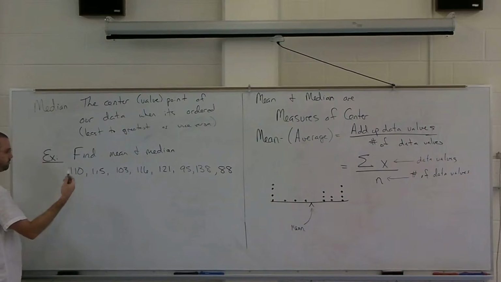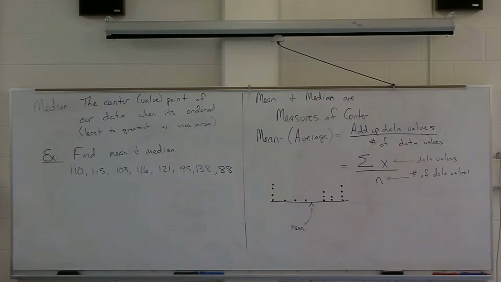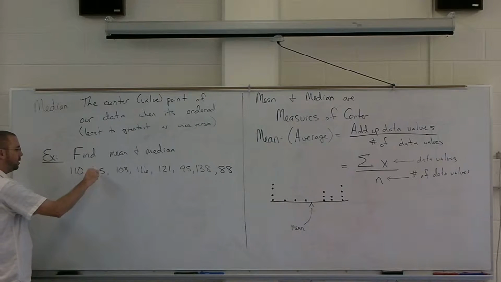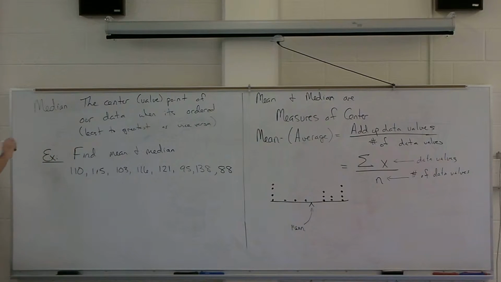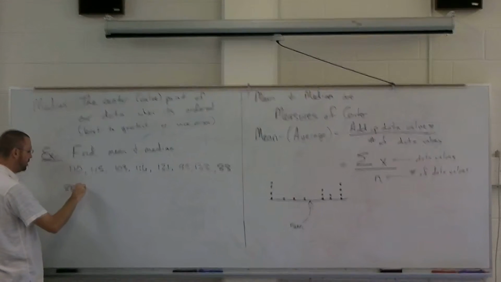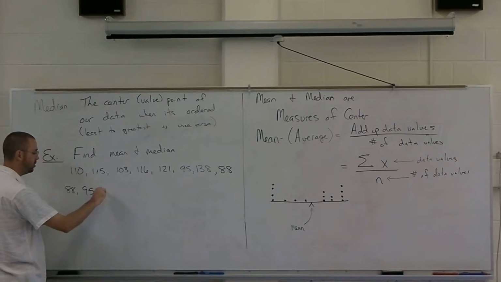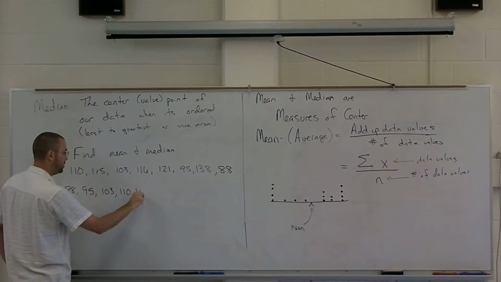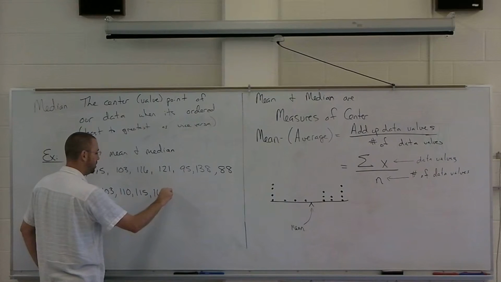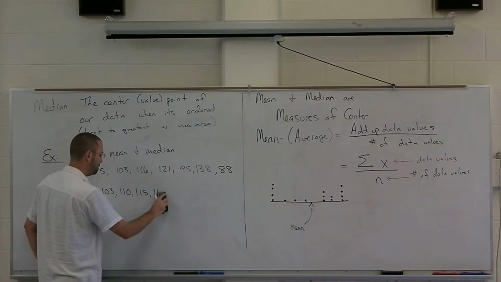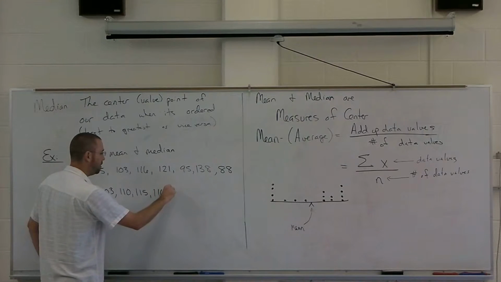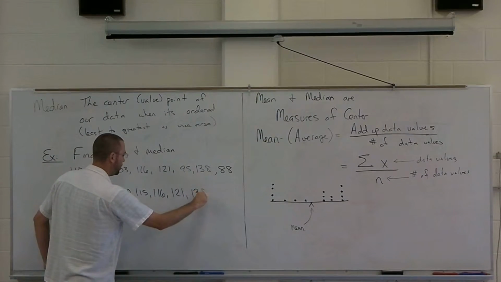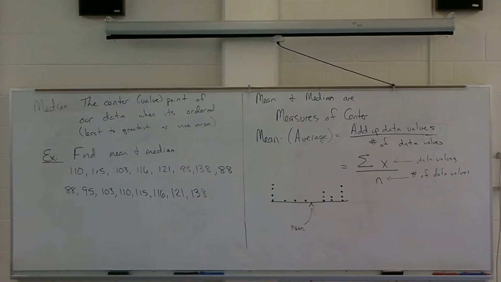Alright, so we'll do the median first because it's probably the easier of the two. It doesn't require us to get out our calculators or anything. To find the median, we have to order our values from least to greatest. Or we can go greatest to least, it doesn't matter. 88, 95, 103, 110, 115, 116, 121, and then our 138. There's our data listed in order from least to greatest.